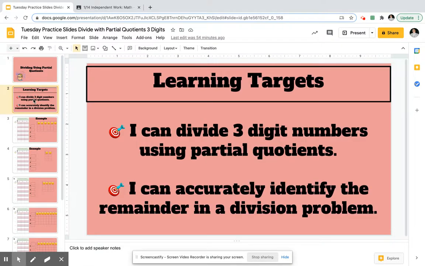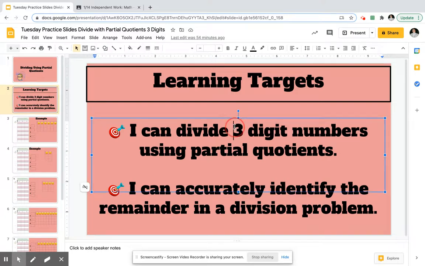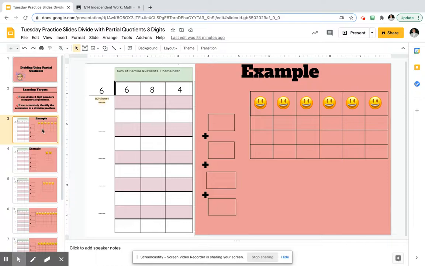Today's learning targets are: I can divide three-digit numbers using partial quotients, and I can accurately identify the remainder in a division problem. Today, guys, you may notice our learning target is slightly different. It has changed from two-digit to three-digit. Today we are going to be dividing with three-digit numbers. Now, this is the same process we have been talking about and practicing. They're just slightly bigger numbers.